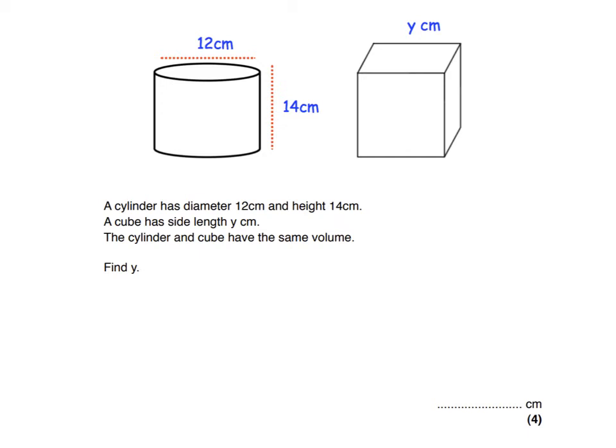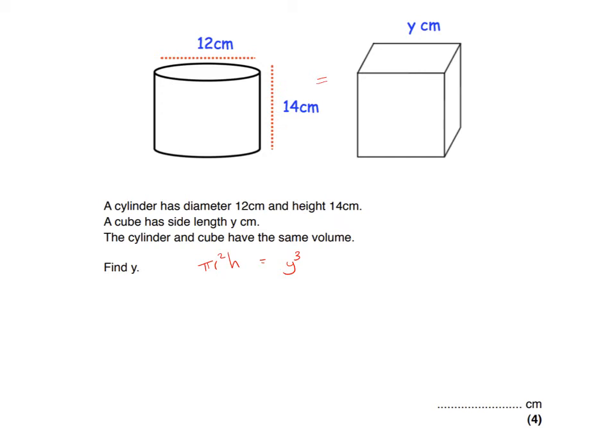and again, it's going to be writing ourselves an equation, but essentially as soon as you work out one volume, you let it equal the volume of the other one. So we've got a cylinder of diameter 12 and height of 14. So how would you work out the volume of the cylinder? Well, it's going to be pi r squared h. How do you work out the volume of the cube? Well, it's just the side length cubed. And so we now have our formula to run with. So it says find y here.